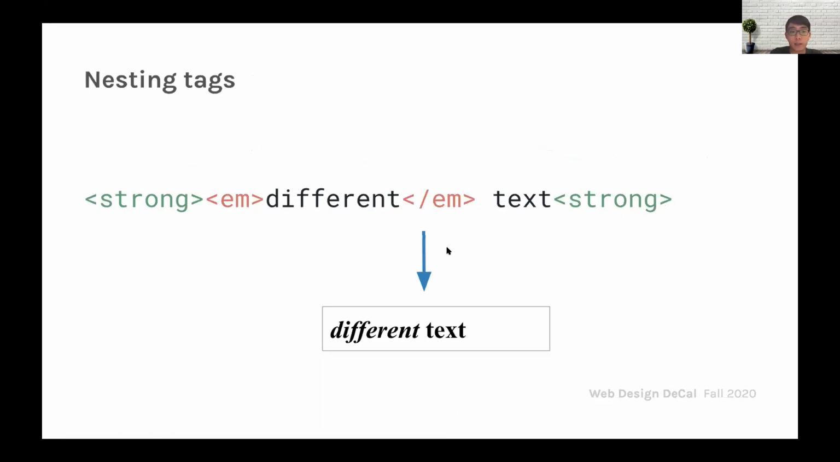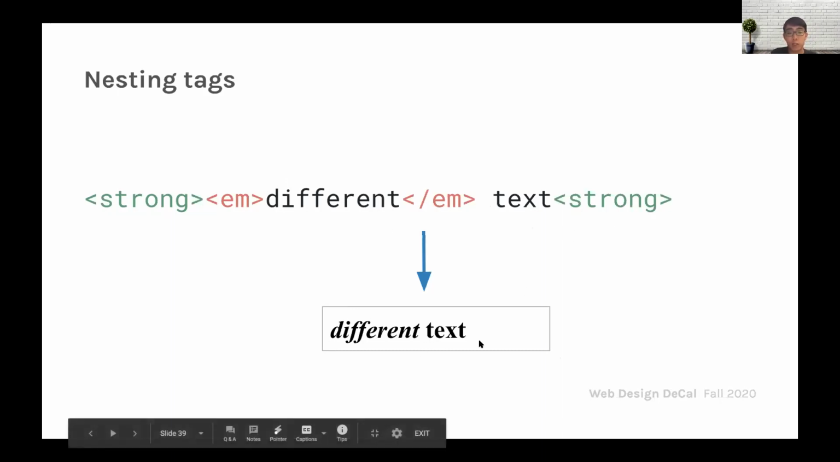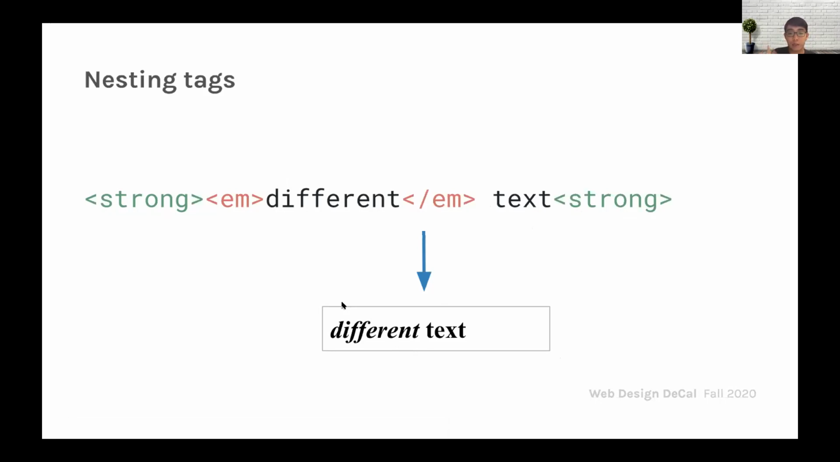Now we can also nest tags inside each other in the same way that we saw earlier with the body and head inside the HTML. So just like the nesting doll idea, you can put EM tags, which are the italics, inside of the strong tags, which ends up creating what we see here in the different text, where because different is inside the opening and closing EM tags, that makes it italic. And then everything here, including the tags as well as the word text, is inside the two strong tags, which makes the entire different text line bold as well.